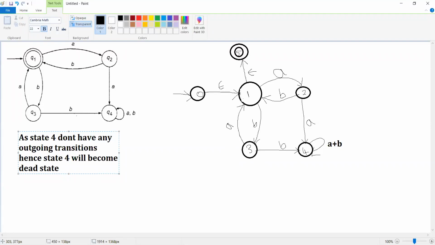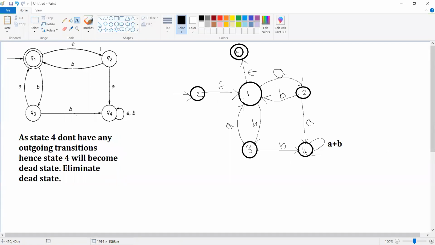State 4 will become a dead state. Now what can we do? Now we can easily eliminate the dead state, which is useless. This is a useless state. That is the reason why I am going to remove this state 4.